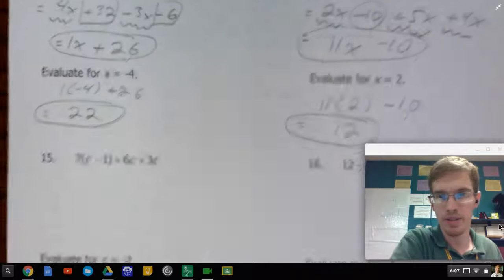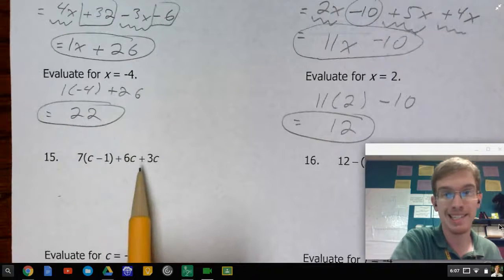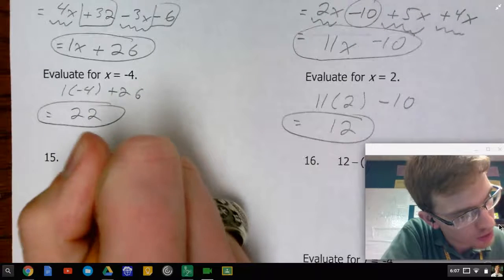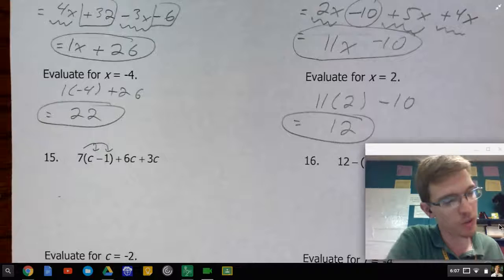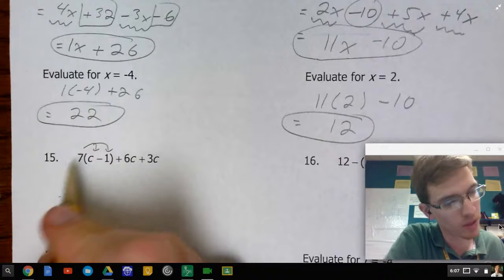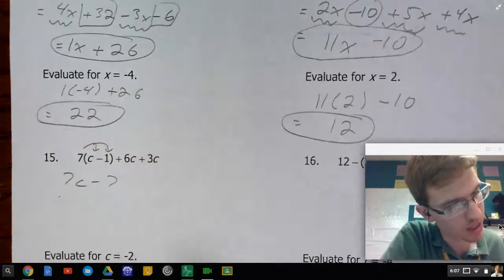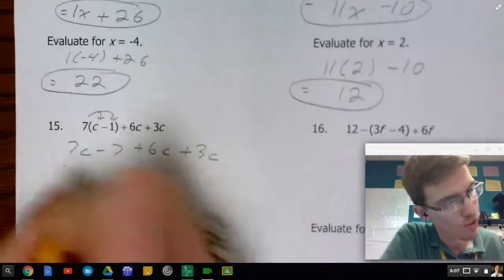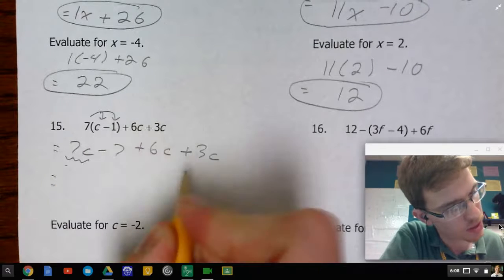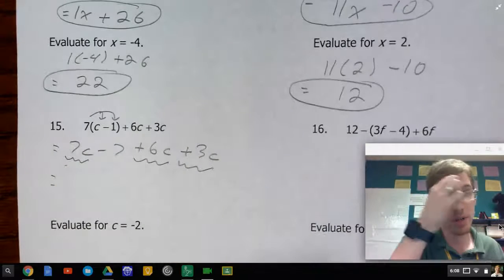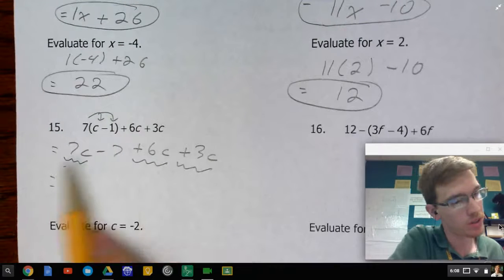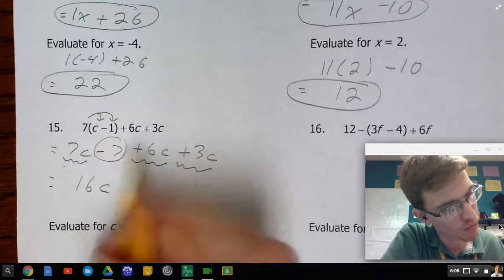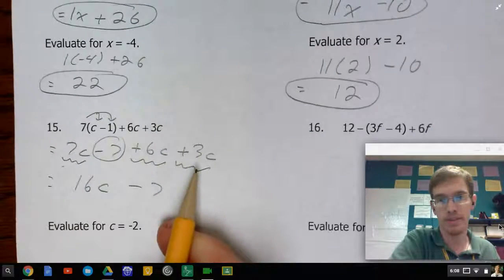Next, we have 7 times c minus 1 plus 6c plus 3c. Just like that last one, we need to distribute right here first, and that's really the only place to distribute, so don't try to do it anywhere else. And it only affects these right here. So that is 7c minus 7. Bring these down, plus 6c plus 3c. Combining our like terms, we have 7c, 6c, and 3c. 7 and 6 is 13, plus 3 is 16c. Bring down the minus 7. We have combined everything we've got now.